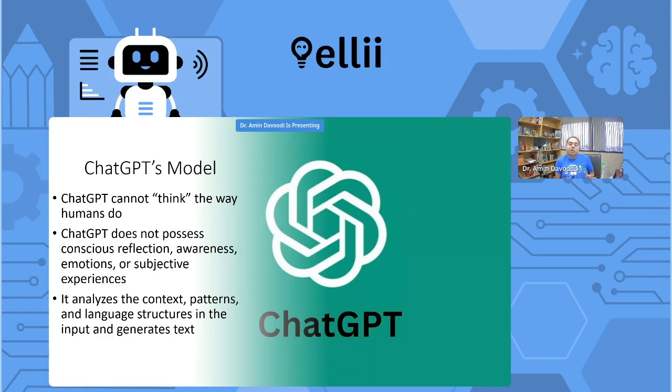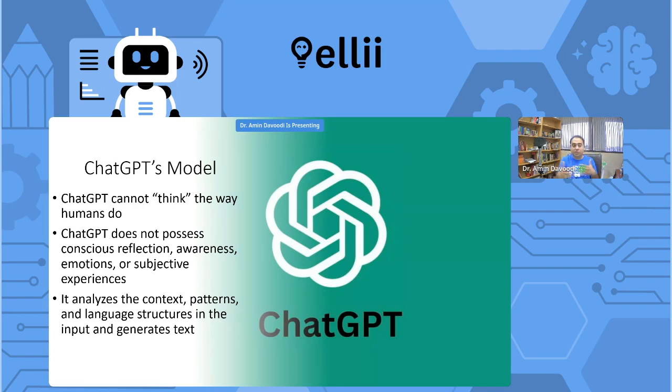First of all, we need to understand that ChatGPT cannot think in the way that we as human beings do. So that's very, very important. When we say thinking, it means that we are processing some information, we have feeling, we have logic, then we decide to say something based on thousands of factors.